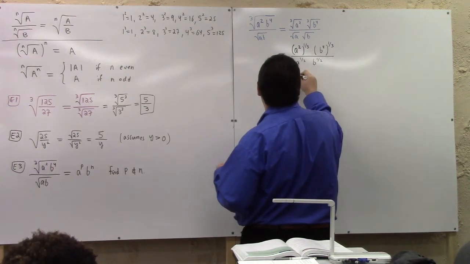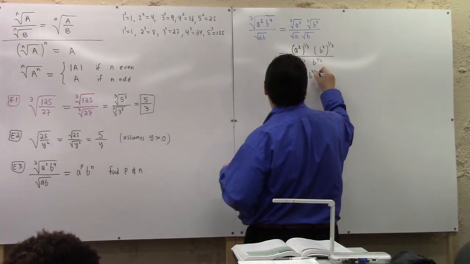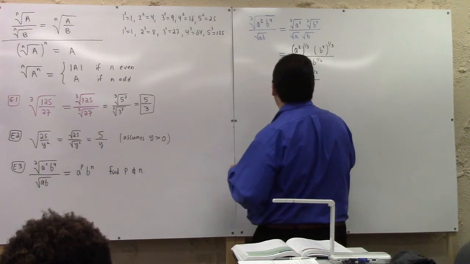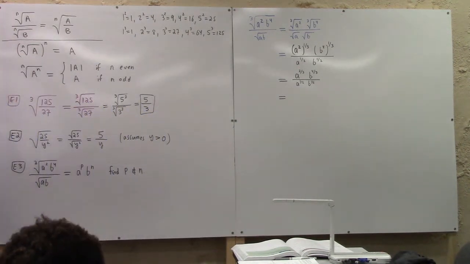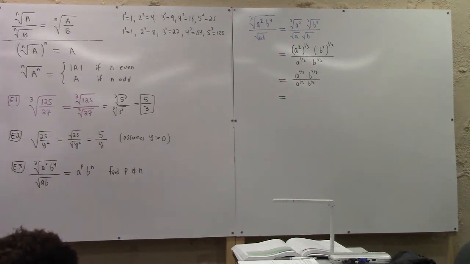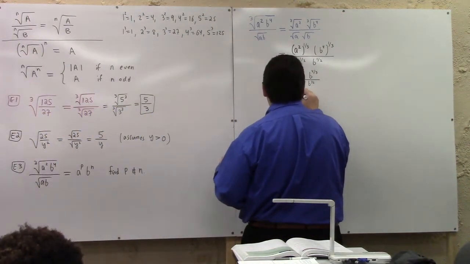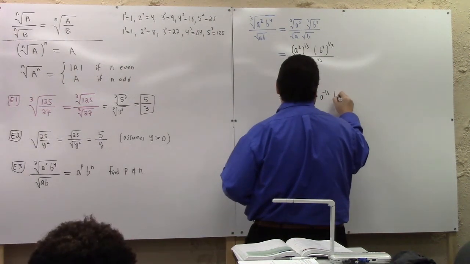One more step. This is a to the 2/3 times b to the 4/3 divided by a to the 1/2, b to the 1/2. Now my goal is to put it in what form? A to the power p, b to the power n. So what do I do? That a and b in the denominator, they've got to come upstairs. What does that cost us? So a to the 2/3, b to the 4/3, those just stay there. And then we have a to the minus 1/2, b to the minus 1/2.